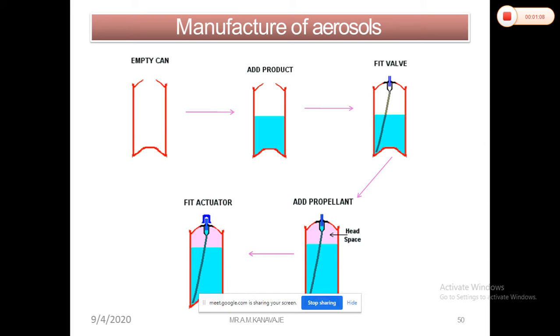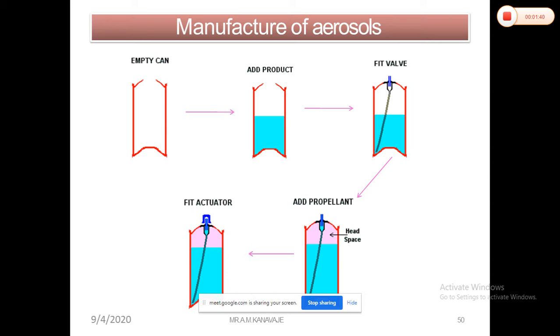First, you have to take the empty can which is not connected with the valve assembly. First you have to fill the product concentrate in that empty can, then you have to fit the valve, then through the valve opening, you have to add the propellant. In these two diagrams we can easily observe that after adding the propellant, the amount of liquid or the amount of product inside the container increases, right?